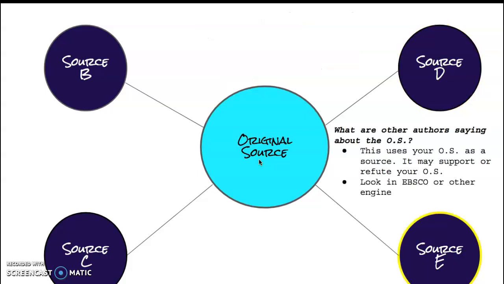And finally, what are other authors saying about your original source? Right, so this uses your original source as a source. So it might be another paper, right? It might agree or support your original source, or it might refute your original source. But what are other authors saying about it, right? So you could look for this in EBSCO or another engine and see who's using evidence from your paper, who's evaluating your original source, your original paper that you have here. Right, so you can stretch out an original source pretty far just by going through these exercises.